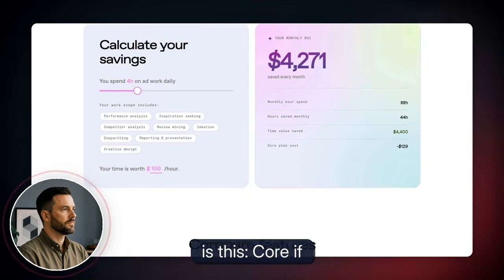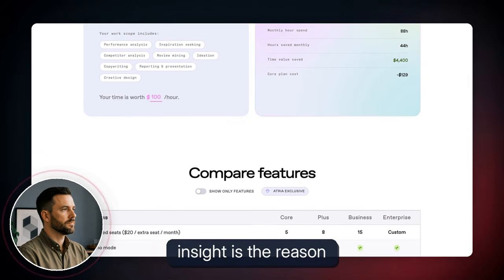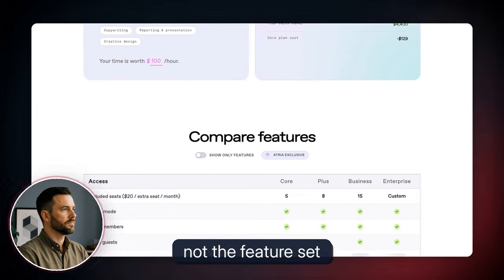So my shortcut is this. Core if you mainly want the swipe file and basic generation. Plus if Raya Insight is the reason you are here. Business if the limits, not the feature set, are what break first.